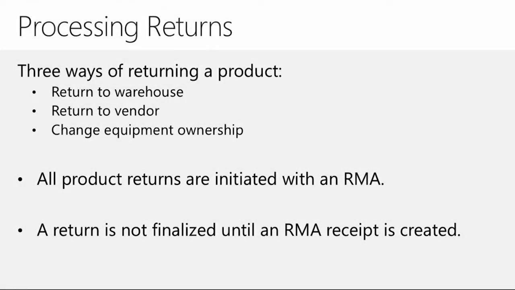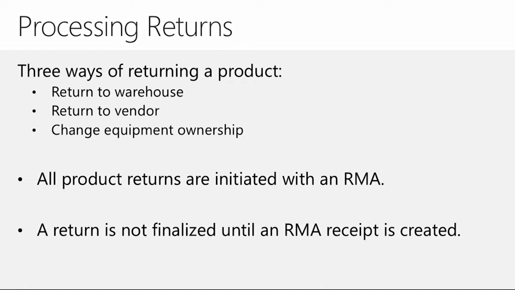Field service does provide different options for handling returns. So for whatever reason, maybe a particular product needs to be returned. It allows you to process returns in really one of 3 ways. You either need to return that product to a specific warehouse, return that product back to your vendor, or change equipment ownership for that individual product.